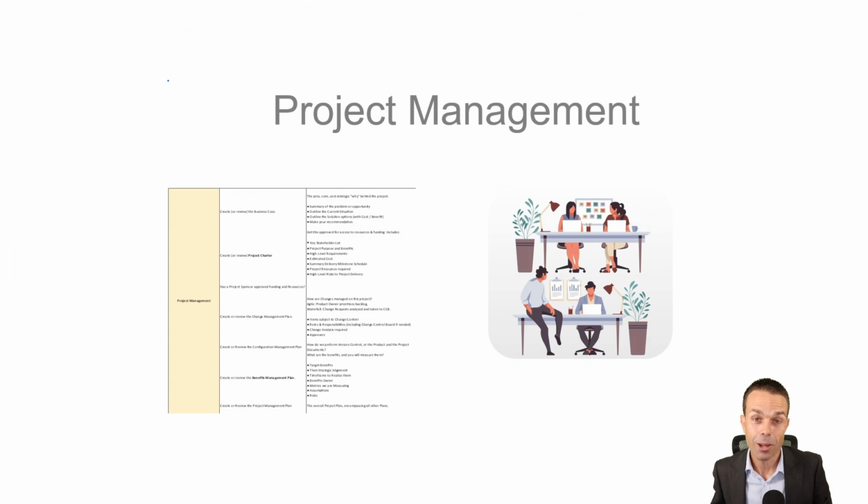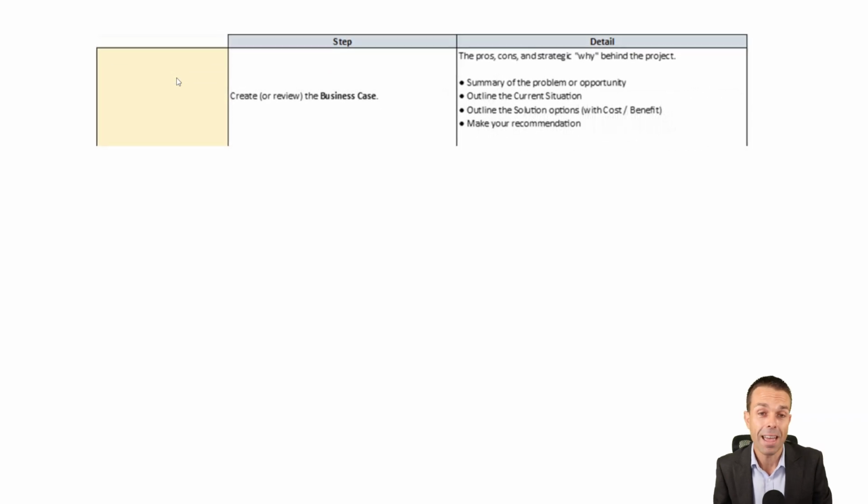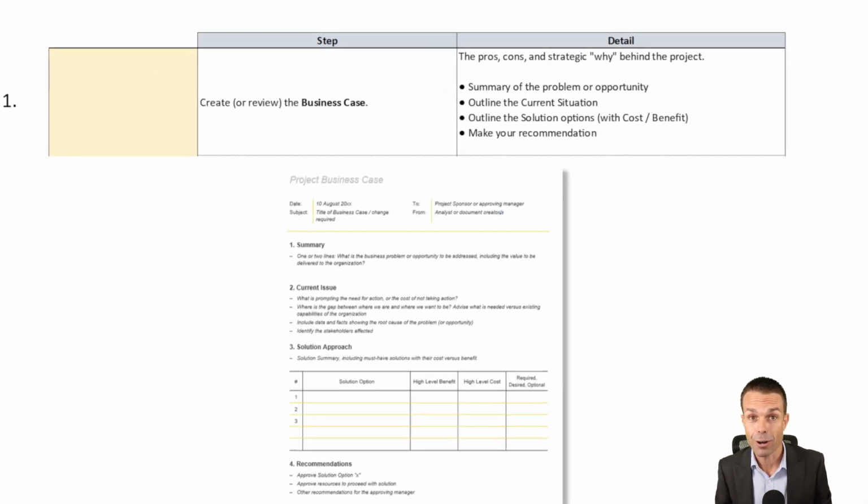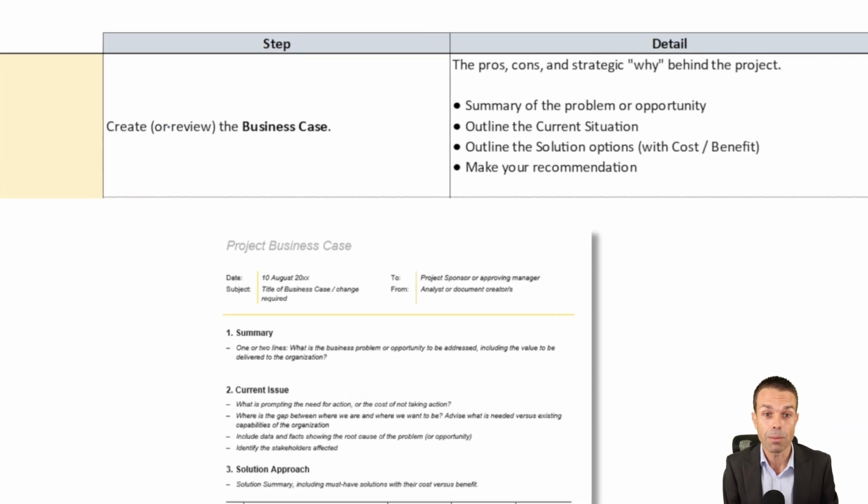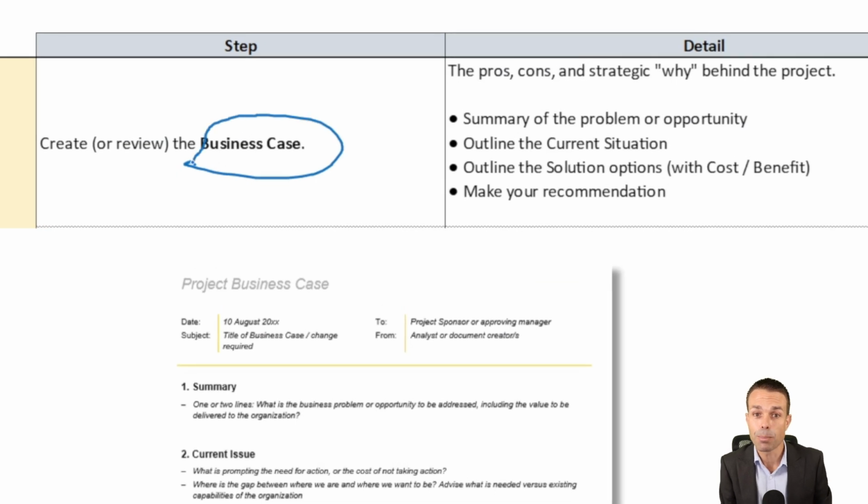The first area we're going in is just planning our project overall. And there's a few things that we need to do to set up our project in the right way. And the very first thing is to start with a business case. This is the pros and cons, or the why behind our project. So why are we doing our project? It starts with the summary of the opportunity or the problem. So why, what's the change that we need to make and why?